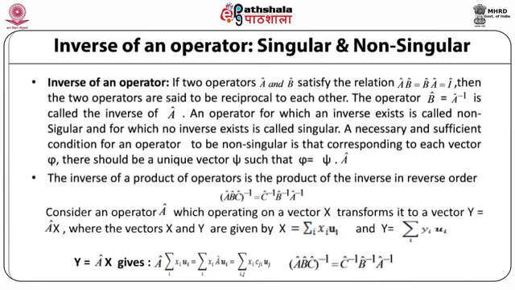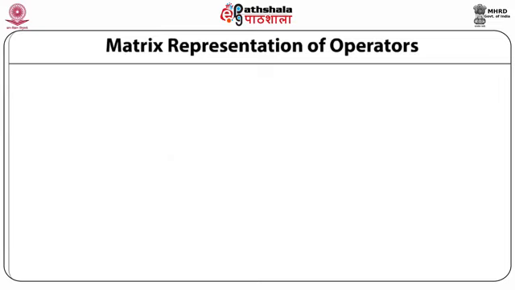So we have the vector y equal to operator A acting on x, which gives operator A acting on summation over i of xi ui, equal to summation over i of xi operator A acting on ui, equal to summation over i, j of xi cji uj.